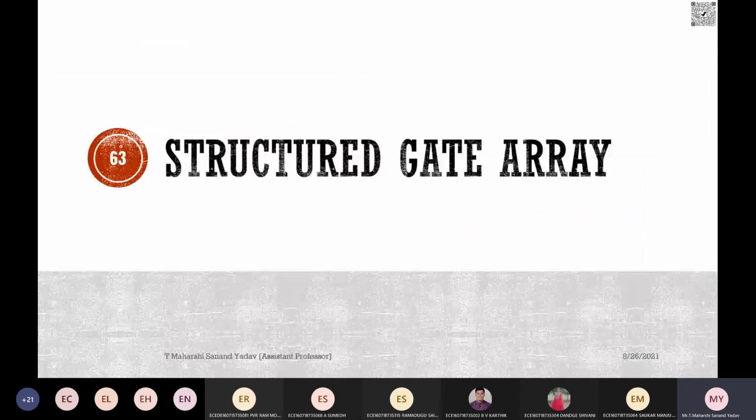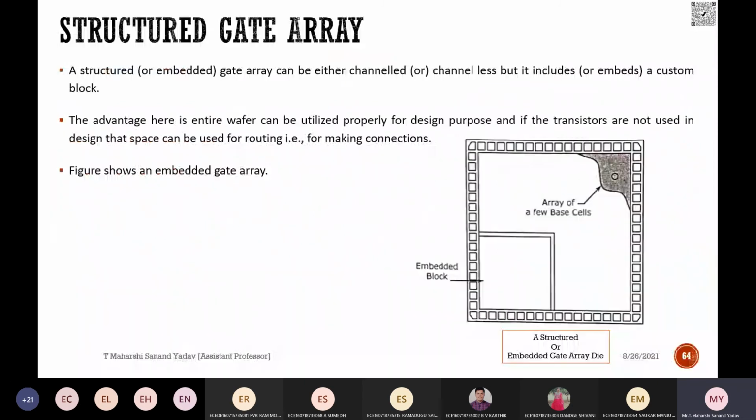Then what will happen for the structured gate array? This is a combination of both cell based and gate array, all included in one. A structured or embedded gate array can be either channeled or channel-less, but it includes a custom block. This is the custom block, and this is an array of a few base cells. It looks something like a row of standard cells. If space is available, you can use it for routing. If space is not there, routing is done over the transistors.